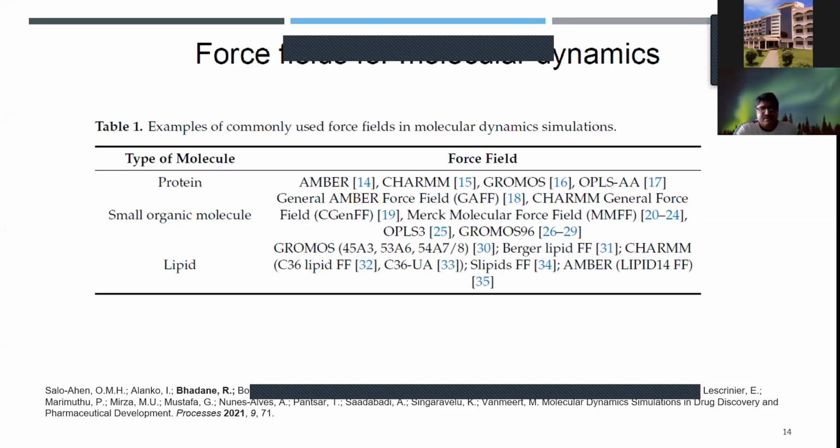Then lipids can be defined by different force fields. So there is a Slipids force field in GROMACS, and the Amber lipid force field is also available there. So we need to define the force field. Apart from that, DNA and RNA are also defined by force fields. Amber has a separate force field for DNA and RNA. So if your protein is interacting with a DNA chain, then you need to define that RNA or DNA using that force field.